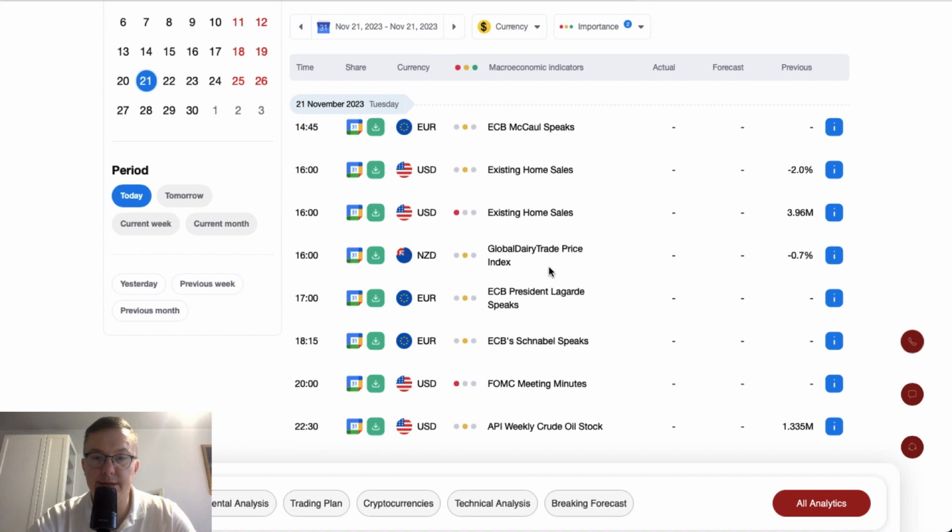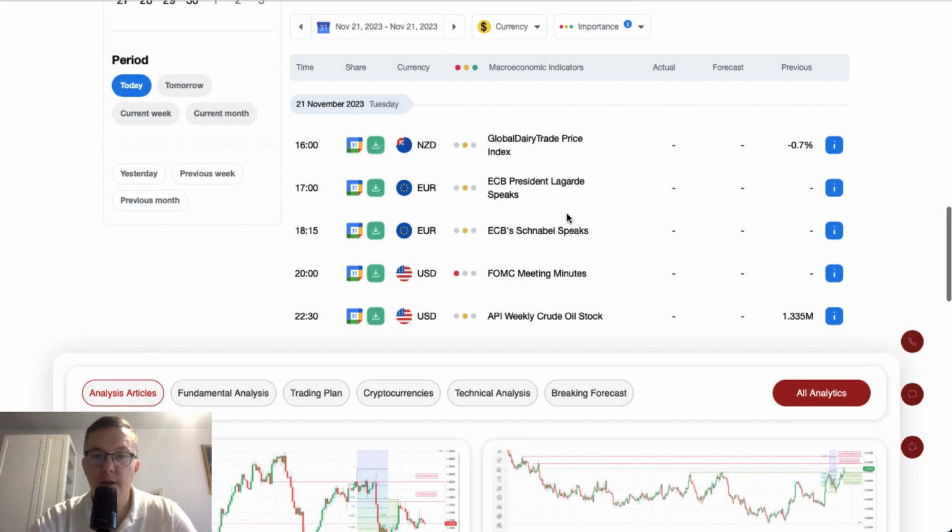And then we got data from the US. The most important one is the one with the red dot, which is the existing home sales. This one is scheduled for release at 4 o'clock again. Then we have the global dairy trade price index from New Zealand, scheduled for release at 4 p.m.